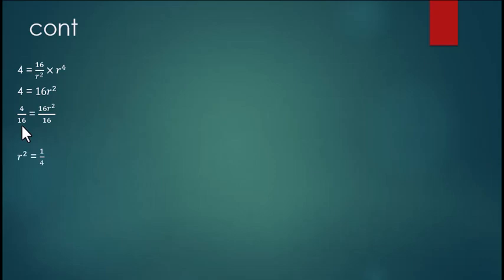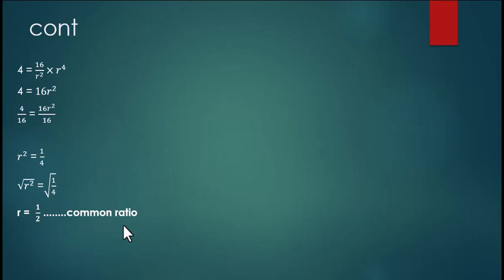So r squared is just going to be equal to, so 4 into 4 is 1, then 4 into 16 is just 4. Hence we introduce the square root so that the square and the square root can cancel. Then the square root of 1 over 4 is just 1 over 2, so this becomes our common ratio.